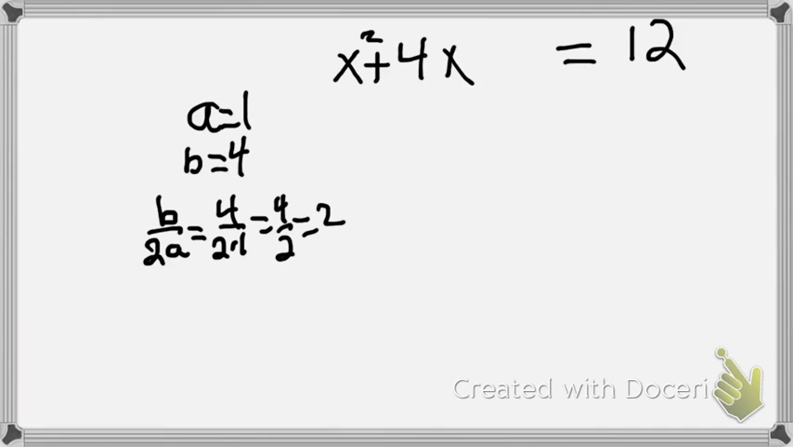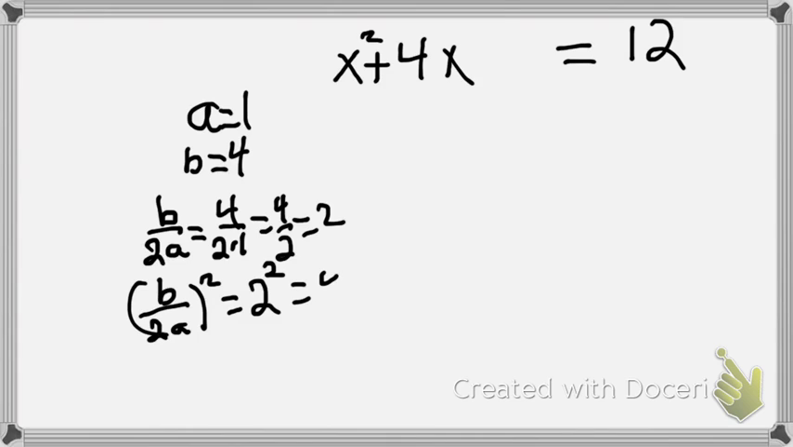So before I go any further, if you're watching this video, you should absolutely 100% have your notes in front of you, so that when I'm telling you this, you can also be looking at your notes and going, oh, that's what he meant. Okay? So we know that B over 2A equals 2. So that means that B over 2A squared equals 2 squared, or equals 4. So in order to complete the square here, our first step is to add B over 2A squared to both sides.